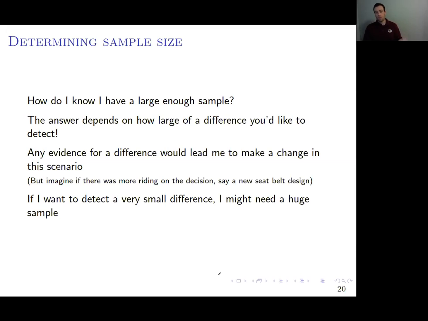So if we want to detect a small difference, which you would like to be able to detect in this case, it would take a huge amount of data, and hence we'd have to wait a really long time. So we have to balance it as to what's a meaningful difference, but one that's large enough that would actually make an impact if we were to make that change.